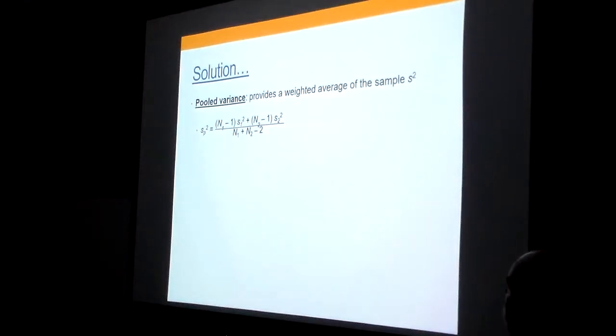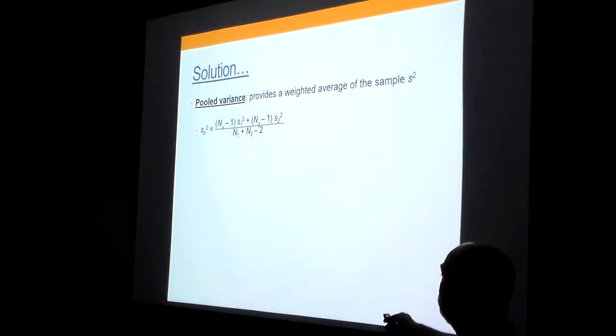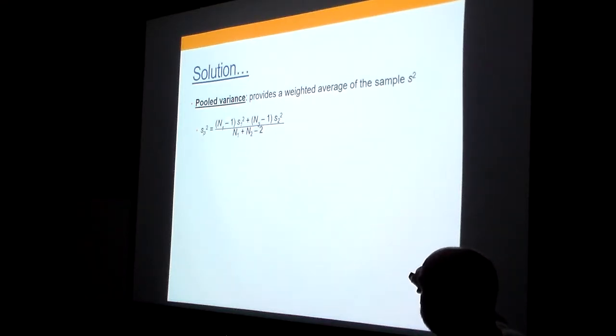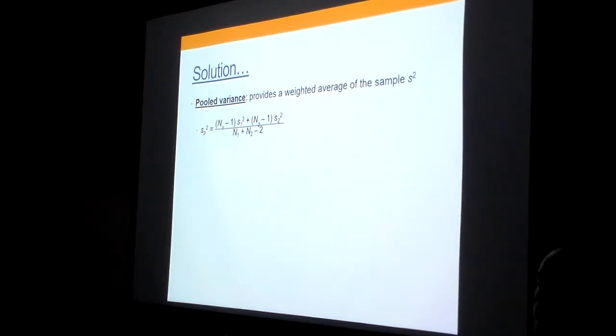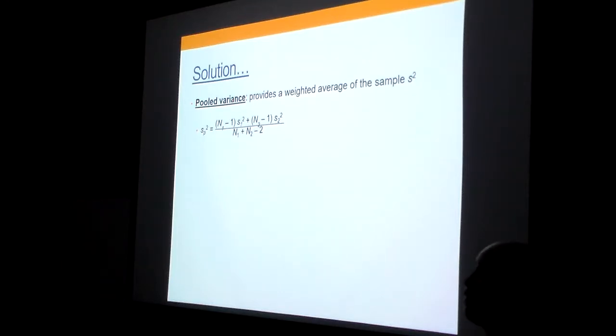And so what we do is we then create a pooled variance estimate that gives us the weighted average of our sample variance, right? You'll get very familiar with this equation. You'll use it a lot, okay? But basically, we're just taking the number of people in the first sample minus 1 times that sample's variance plus the number of people in sample 2 minus 1 times that sample's variance over n1 plus n2 minus 2, okay?